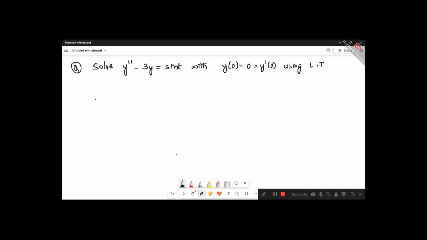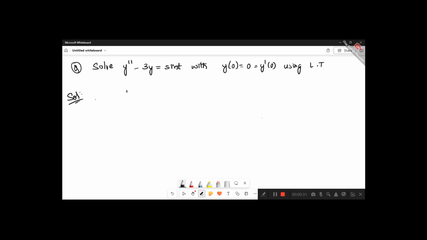Welcome students. Today's question is from linear differential equations. Using Laplace transform we need to solve this. The question is: solve y double dash minus 3y is equal to sin t, where the conditions are given: y of 0 is equal to 0, that is equal to y dash of 0. So let's go ahead and solve this.